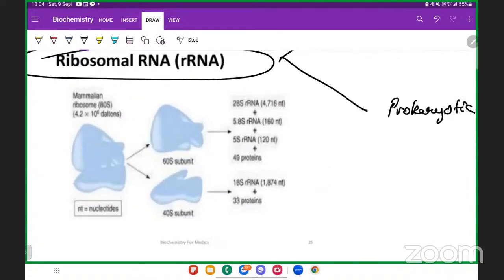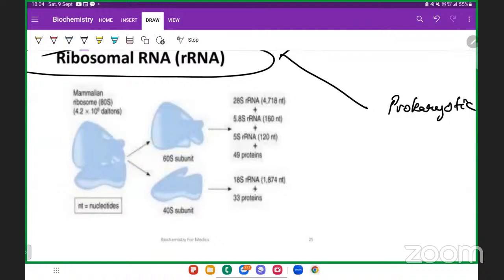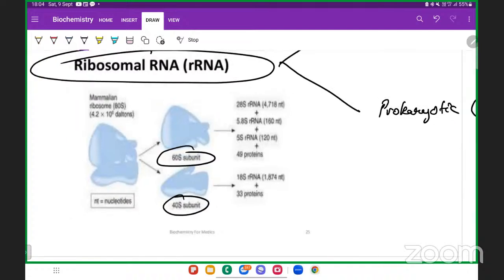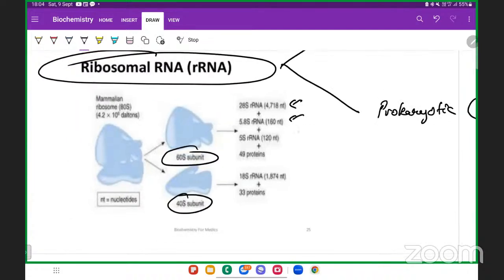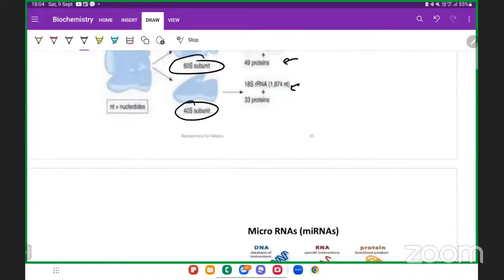Can you see here? These 60S, 40S values depend upon the size and the content of the ribosomal RNA. This much is enough. You don't need the minor parts inside it, so I want you all not to remember that.